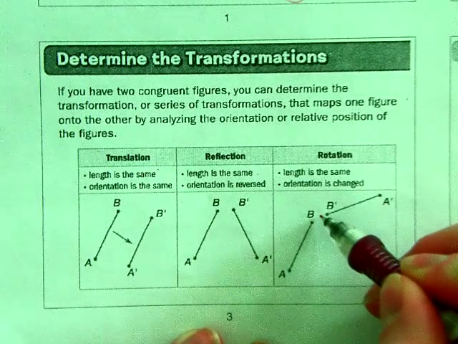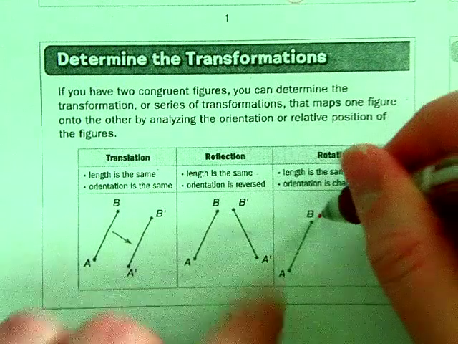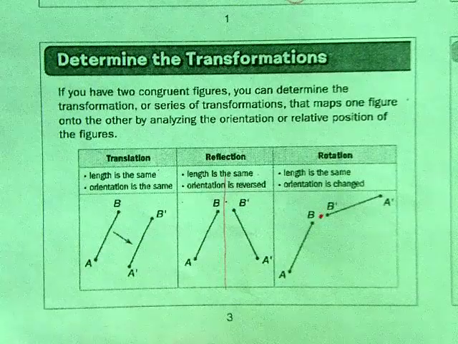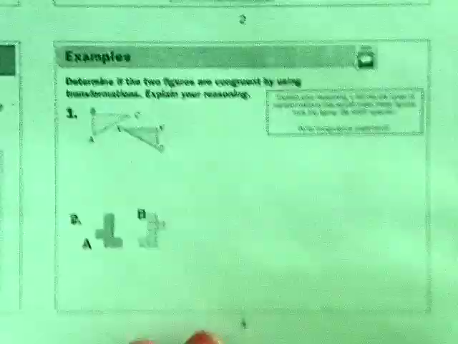This one would probably be like here. They held their patty paper here and rotated it. Here they reflected along this line, and here they just slid it down and to the right. So identifying if things are congruent or not.